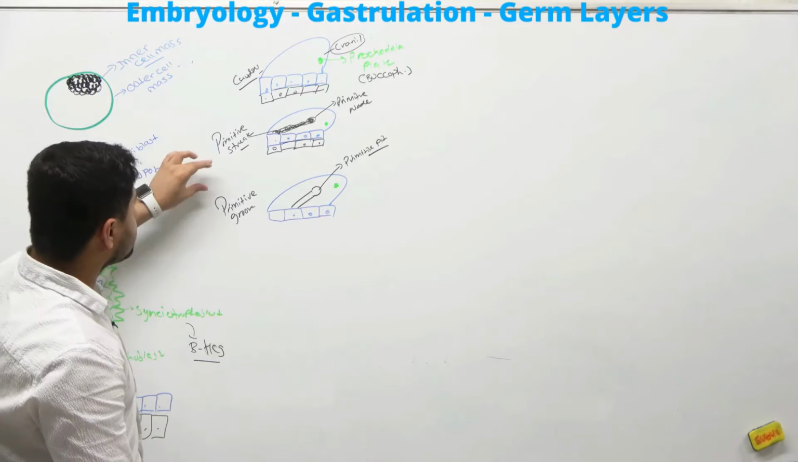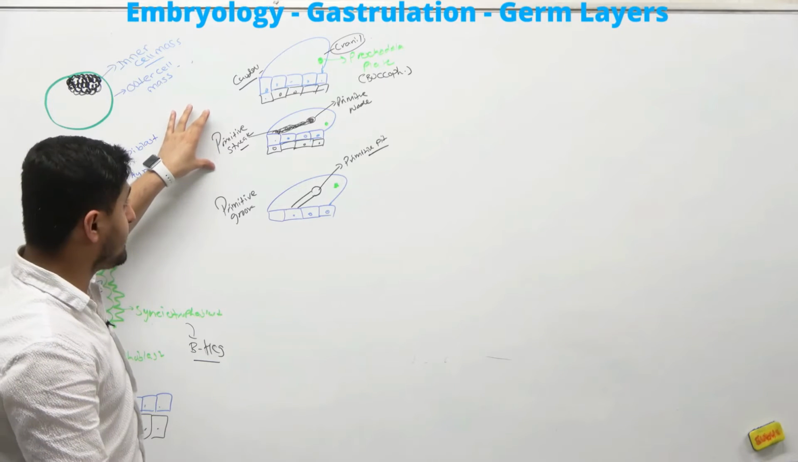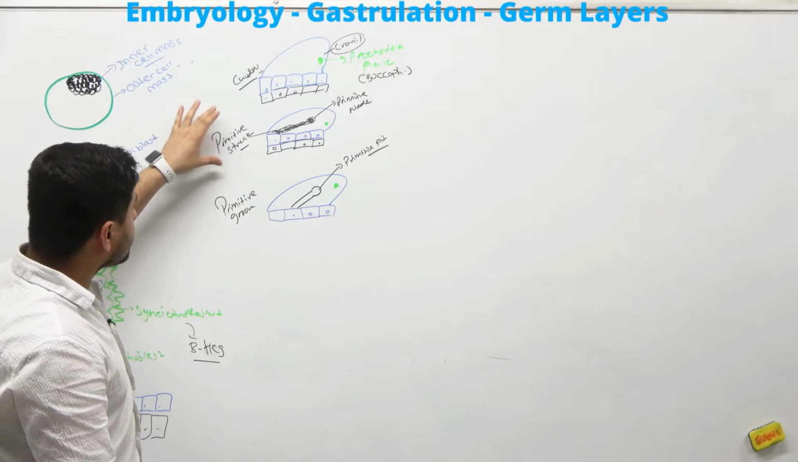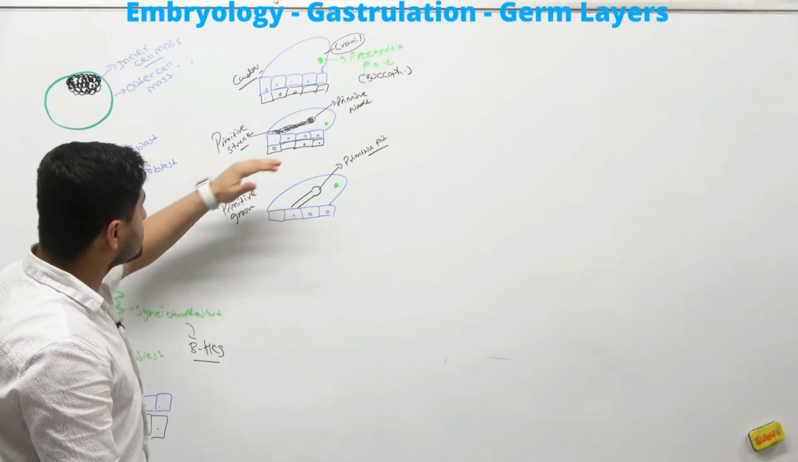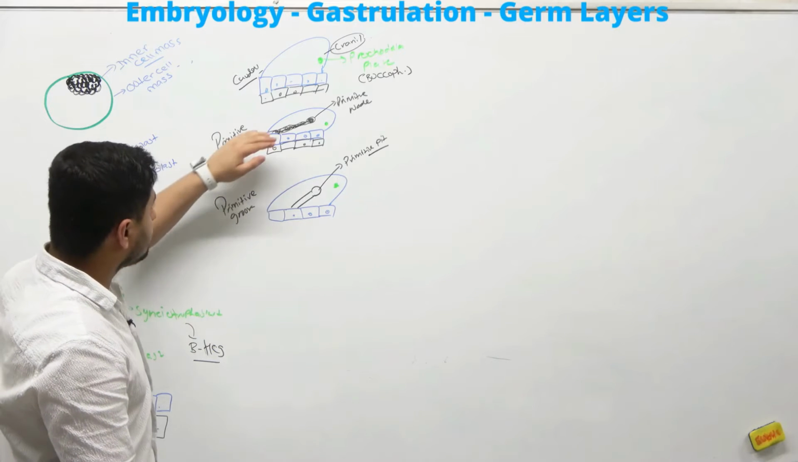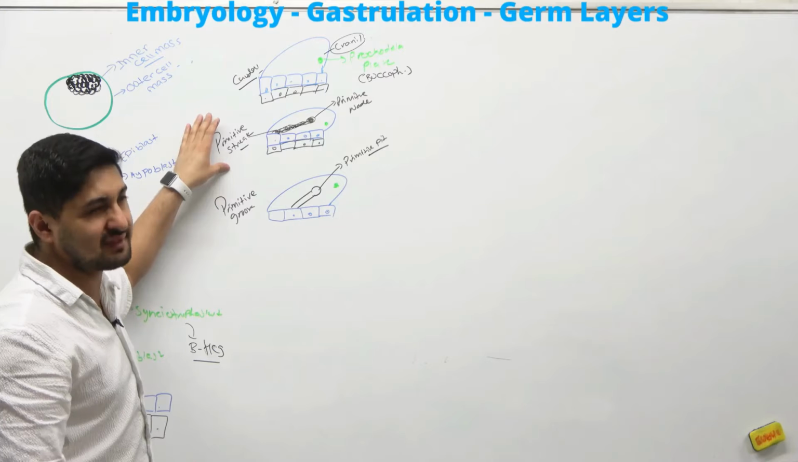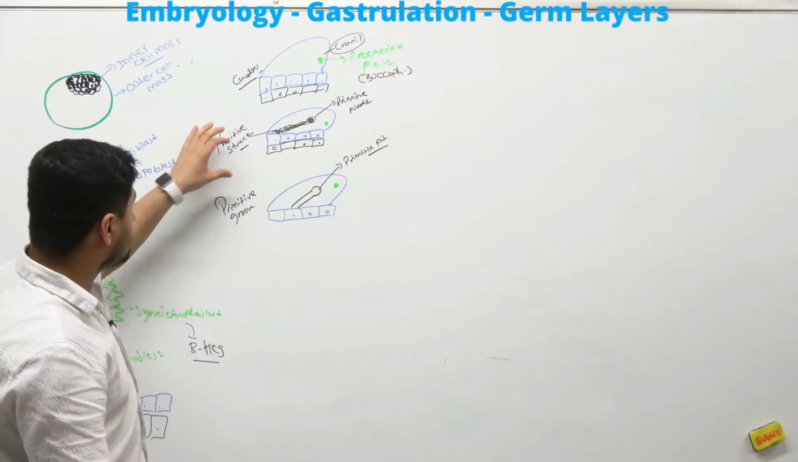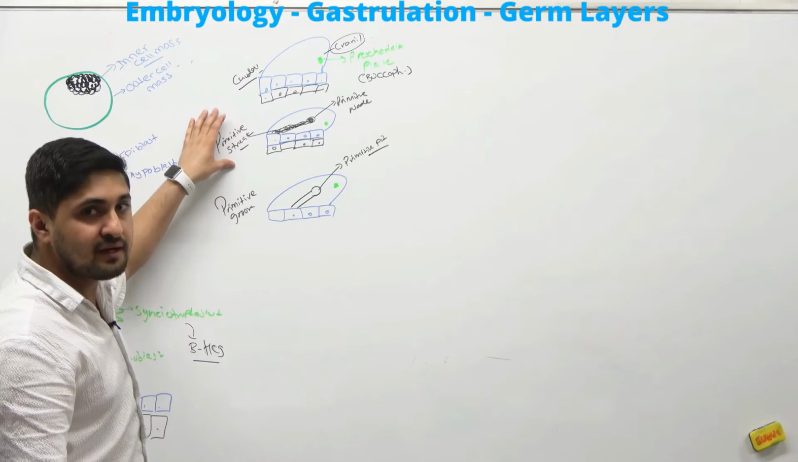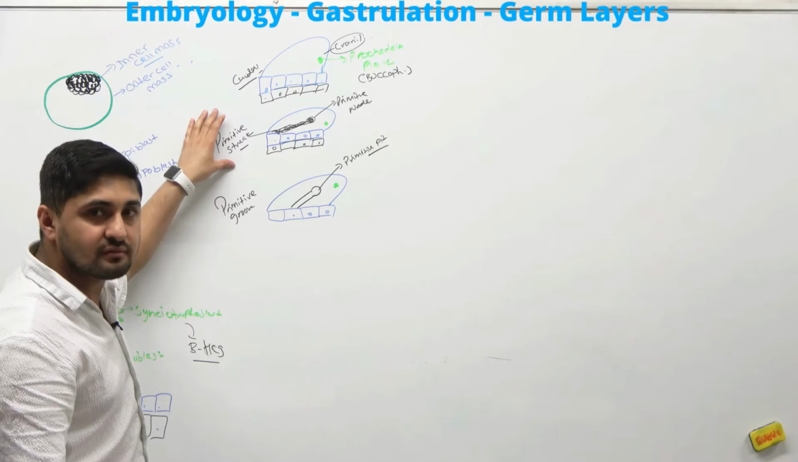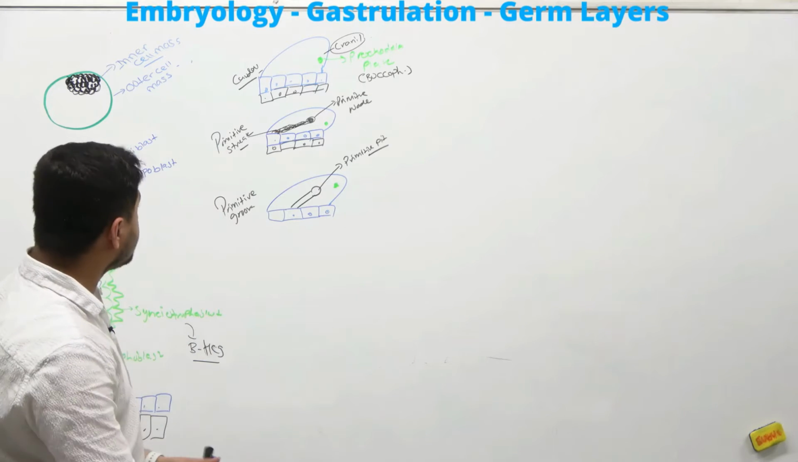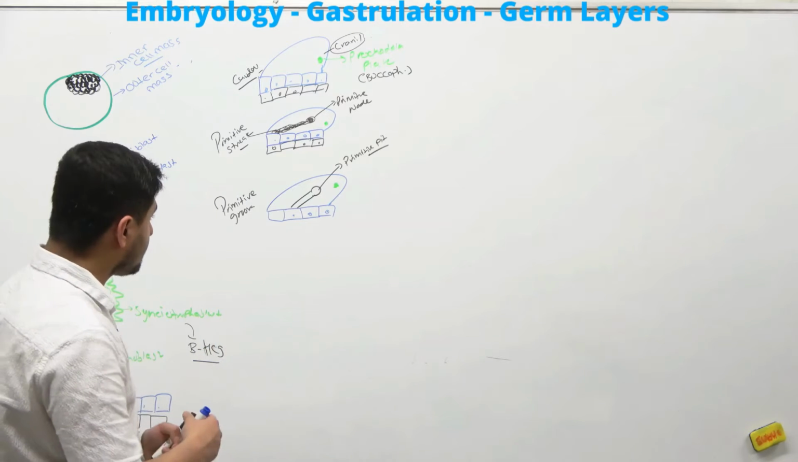Now, this is very important. The formation of the primitive streak is very important. Because later, the primitive streak is going to regress. If this primitive streak does not regress, it can give you a condition called sacrococcygeal teratoma. Okay, it can give that condition. And we'll talk more about that in pathology.